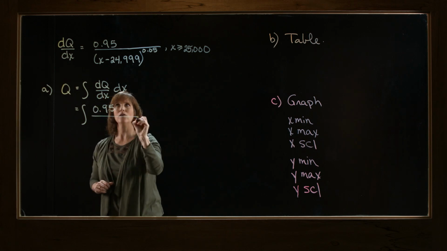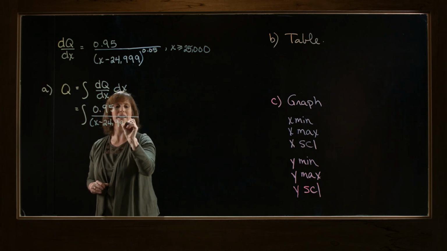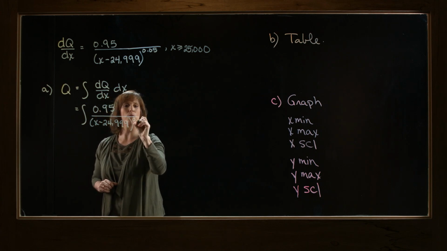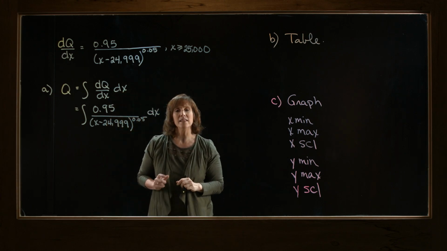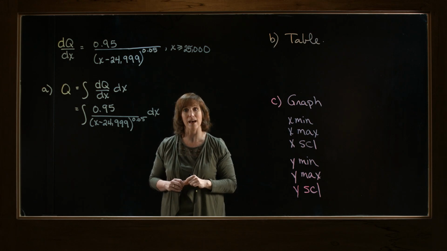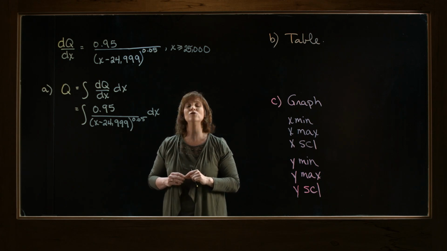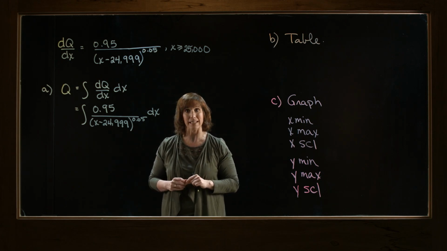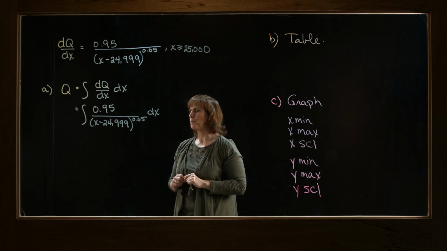0.95 all over (x minus 24,999) raised to the 0.05 power dx. In this particular problem, I also notice that x has to be greater than $25,000. That's telling me that if I'm earning at the $25,000 level, I will use all of my income for those basic needs. So let's go ahead and get back to the integration problem.